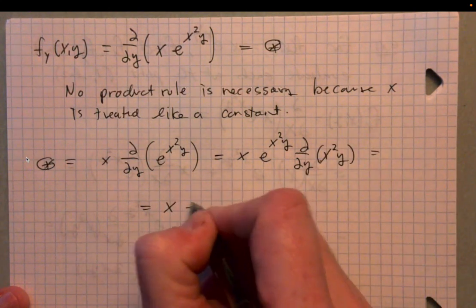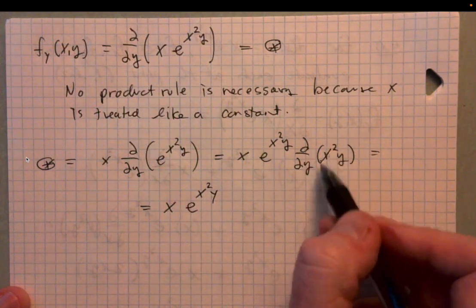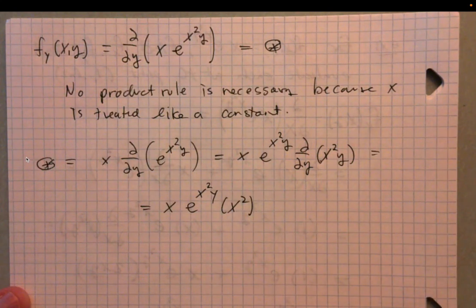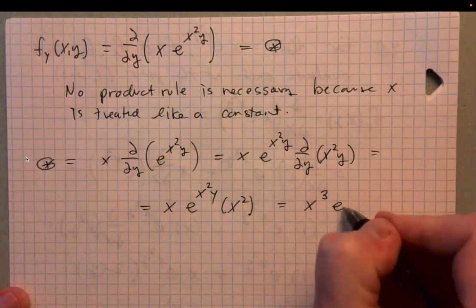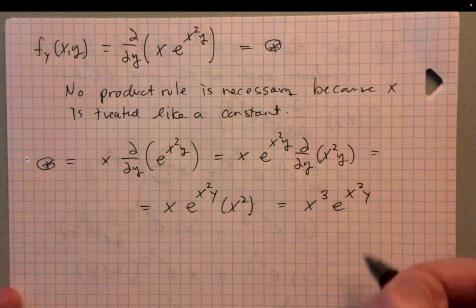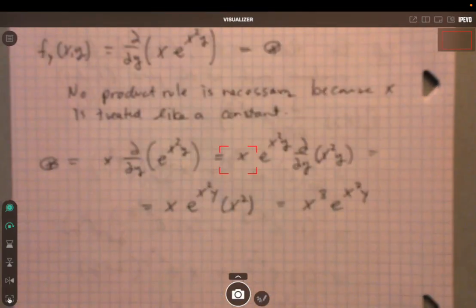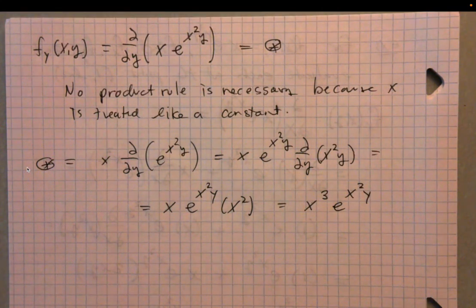So x times e to the x squared y times, now what's this derivative with respect to y? It's just going to be x squared. Okay, and so this whole thing is just x cubed times e to the x squared y power. Okay, so somewhat simpler derivative to calculate. Okay, how about evaluating this derivative at the point 1 comma ln 2?